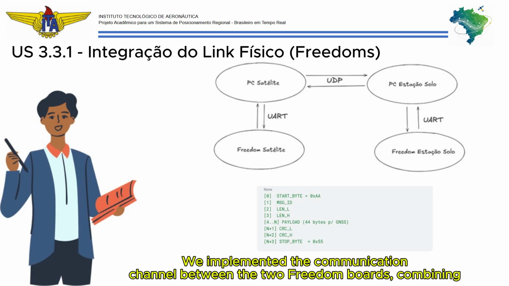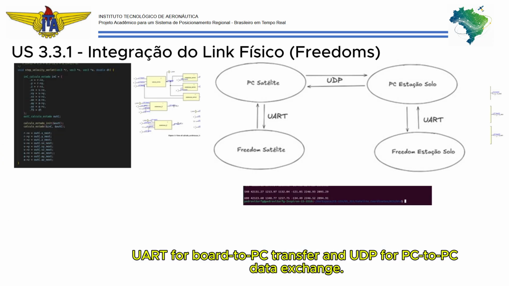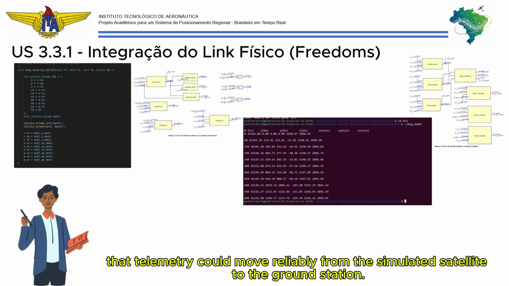We implemented the communication channel between the two Freedom boards, combining UART for board-to-PC transfer and UDP for PC-to-PC data exchange. A structured GNSS payload, a framing format with CRC, and small Python bridge scripts ensured that telemetry could move reliably from the simulated satellite to the ground station.